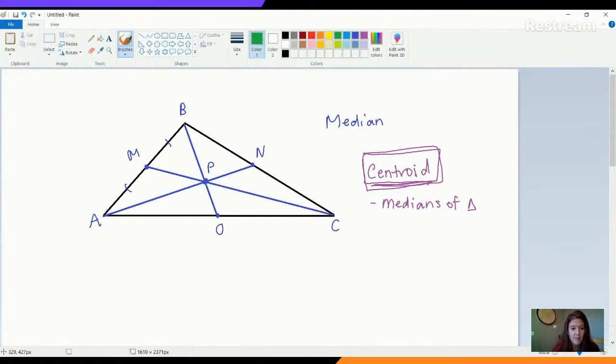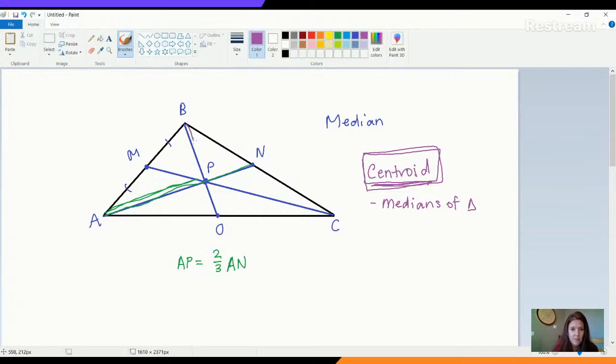And what they discovered is that if they measured the distance from A to N, and they measured the distance from A to P, so to the centroid, that the distance from A to P was always equal to 2/3 of the distance from A to N. So it's kind of weird, kind of cool, right? It's always true. And they noticed this pattern for all of the sides.